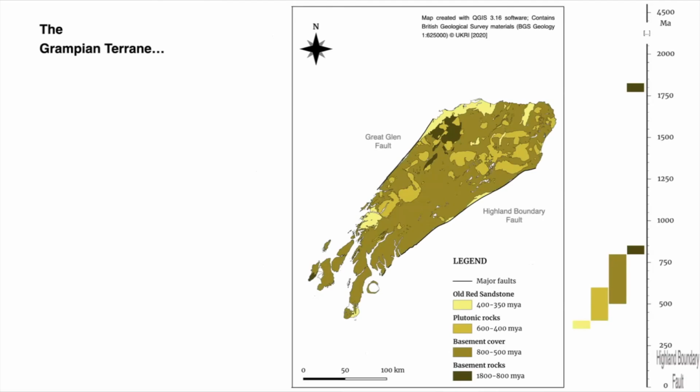The Grampian terrane is the middle of the crustal fragments that make up Scotland, both in terms of geographical location and age of its oldest rocks. It is bordered by the Great Glen Fault to the northwest and the Highland Boundary Fault to the southeast.